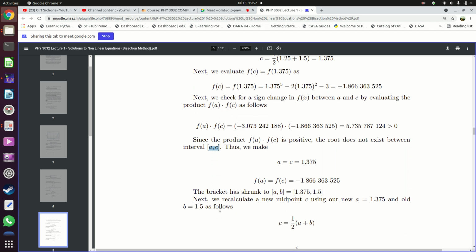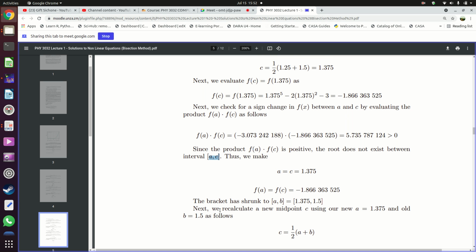Are we clear? Yes, it's clear, sir. Since there's no solution between A and C, you can make your C, which is 1.375, become your new A. And you can make your f of C, which is minus 1.8 something, become your new f of A. When you do that, your bracket AB is now going to become 1.375, 1.5. It's going to become smaller than it was.